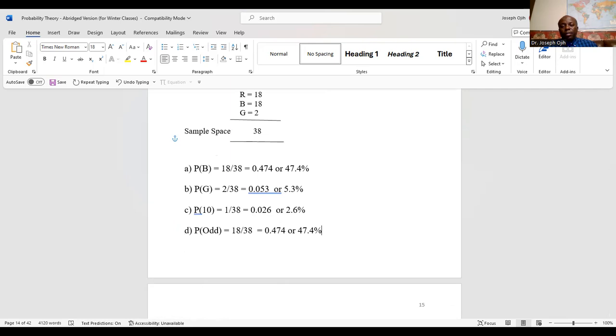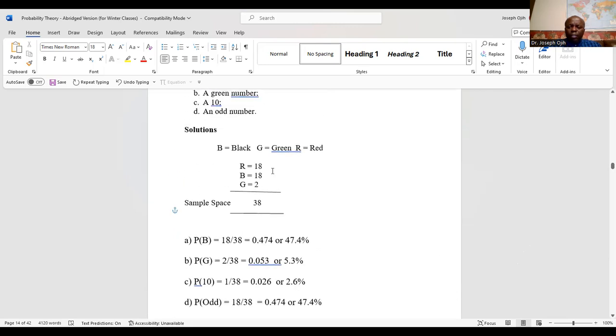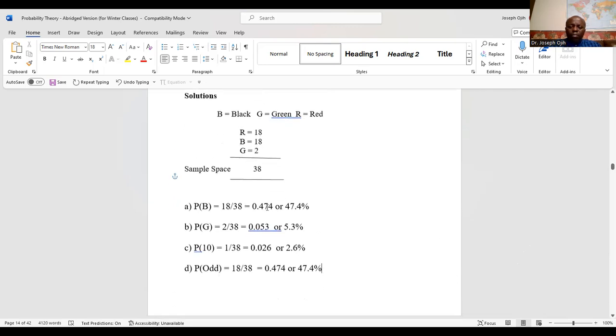So that's how we do it. You get the sample space, get the individual outcomes, and then calculate the probabilities.